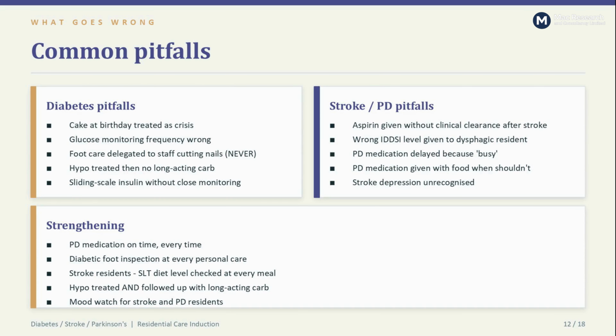Mood watch for stroke and PD residents. Depression is common, often missed, and treatable. The discipline of getting these right is what separates good chronic disease care from poor.